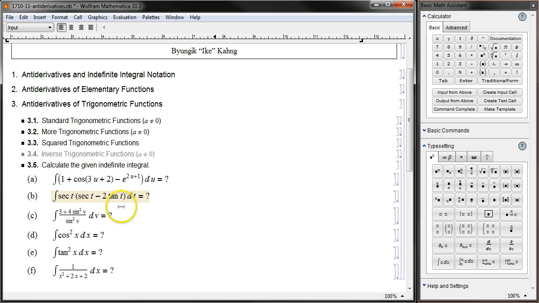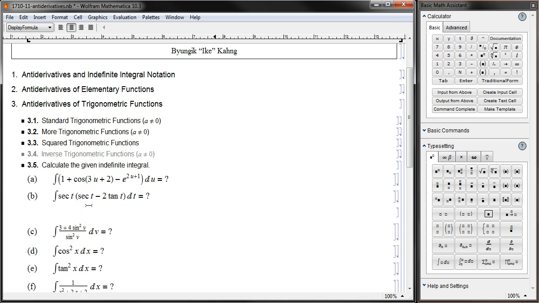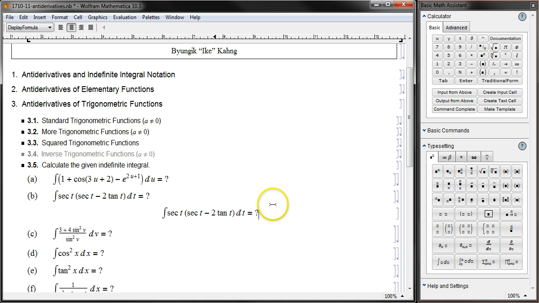How about something like this one? This is going to be a bit harder because it looks like we have a multiplication. But how did we handle those kind of things in power functions? What did we used to do? We used to break up the parentheses, right? That's what we're going to do. Distribute around, then you're going to get secant squared. And then this is going to become secant tangent.